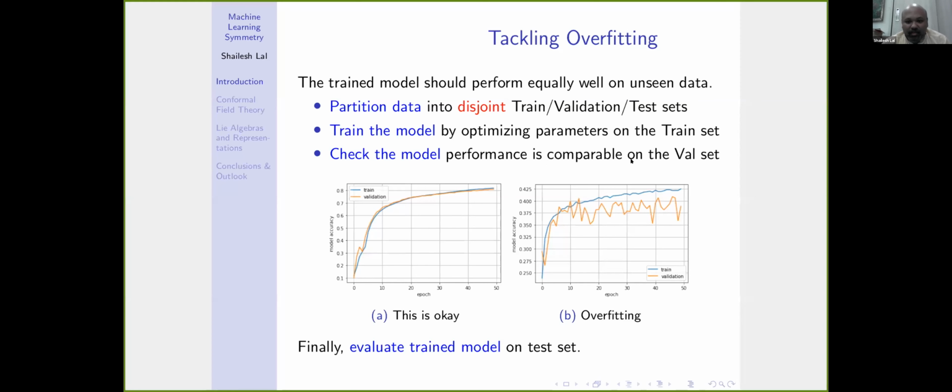You check that the performance is comparable on a set that it is not trained on. This is called the validation set, for obvious reasons. You could look at some metric like the accuracy of the model, and something like this would be okay, that it's comparable. Something like this, you would say is not quite right. The model is clearly performing much better on the data that is available to it rather than unseen data. So this would be a sign of overfitting. Essentially, when you've got your model to behave like this, then you take it and you evaluate on a completely unseen set and see how well it does.